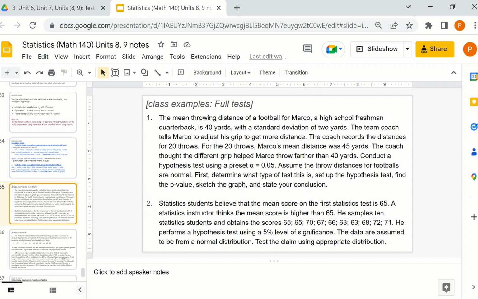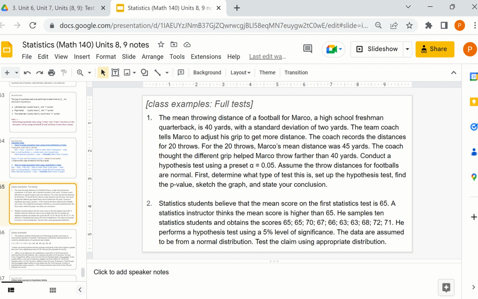We are focusing on problem number 2, which states that statistics students believe that the mean score on the first statistics test is 65. So that's the belief, that's your population mean. A statistics instructor thinks that the mean score is higher than 65. He samples 10 students and obtains the scores which are given here. So he performs a hypothesis test at the 5% significance level, and all the assumptions are met. So how do we test the instructor's claim that it's greater than 65?